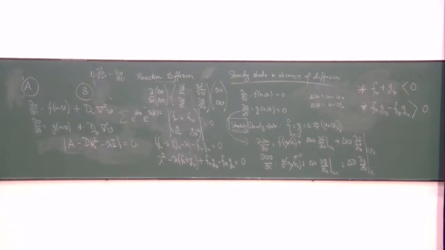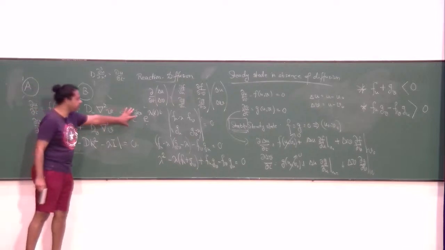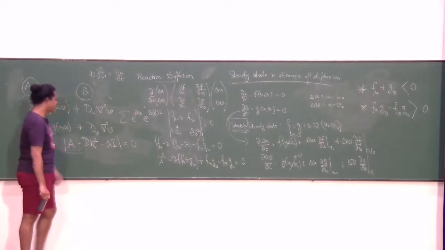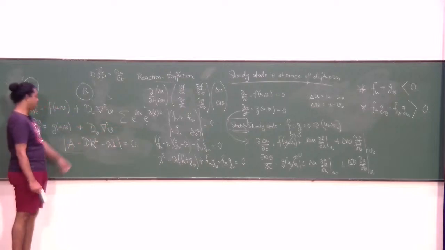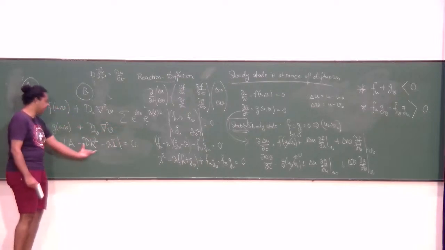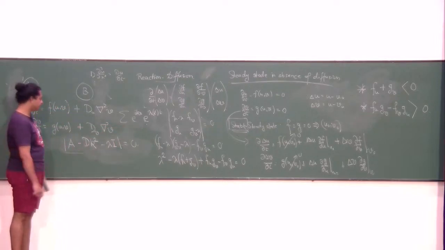Okay. So essentially, we are doing separation of variables. If you do the separation of variables, you decompose the spatial part into Fourier modes, you plug it back into this equation, and then you calculate the eigenvalues.